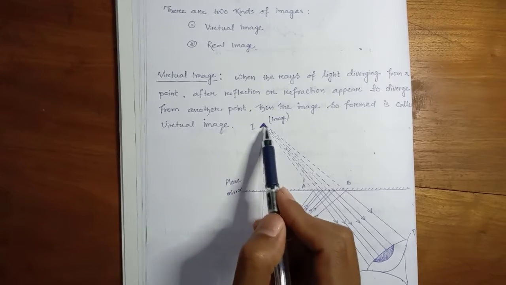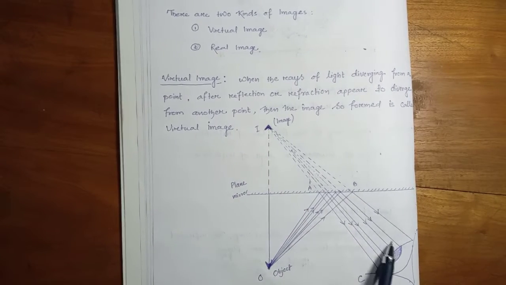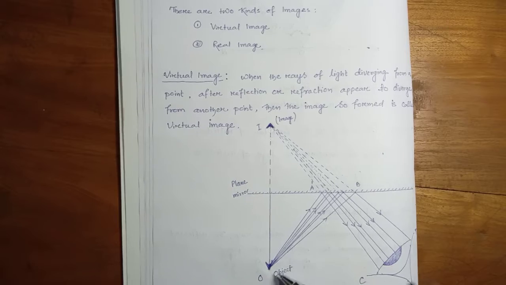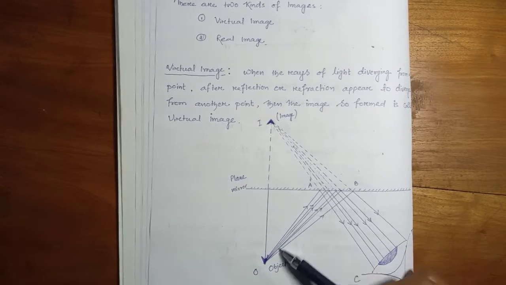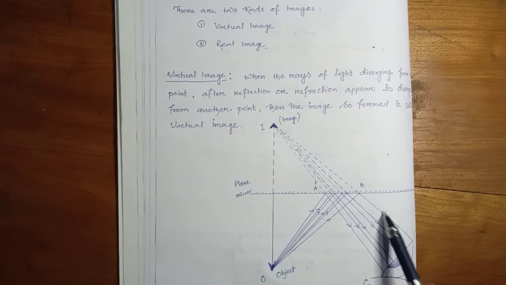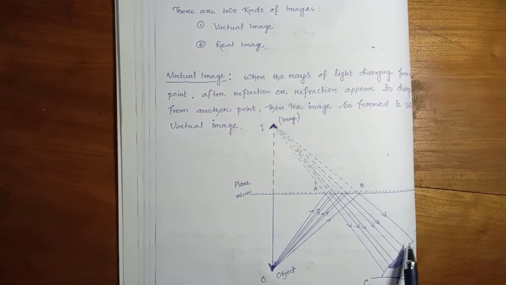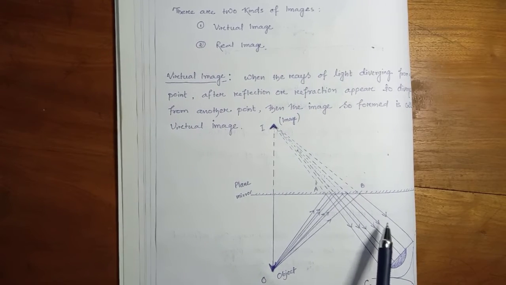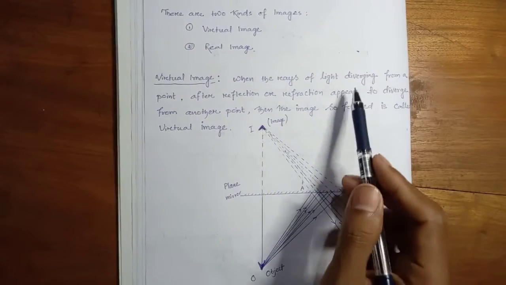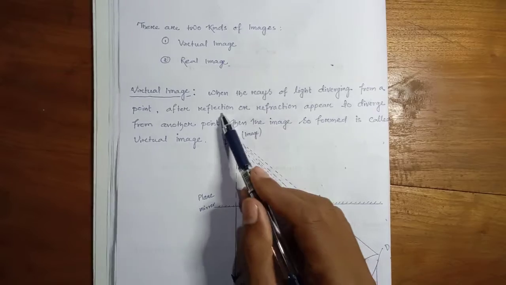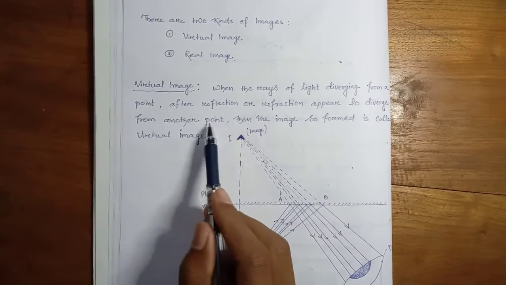Okay, so you can see these reflected rays are actually coming from here, O. These are the incident rays, and these are the reflected rays. But you see that these reflected rays appear to come from point I. So it is so called that the reflected rays appear to diverge from another point.